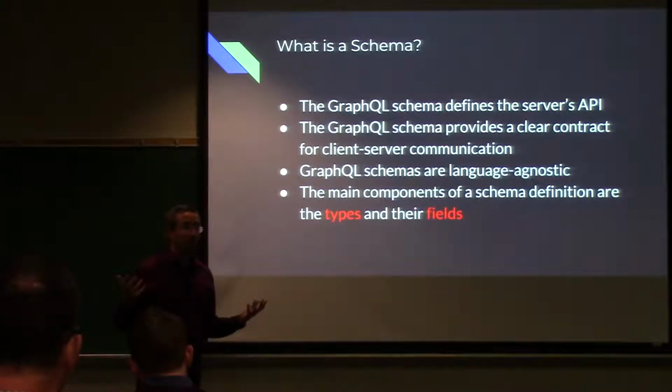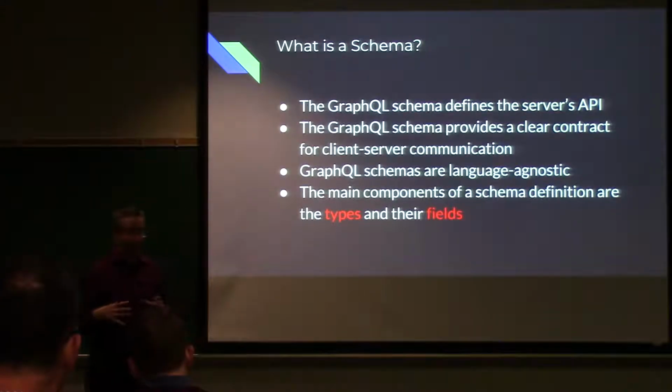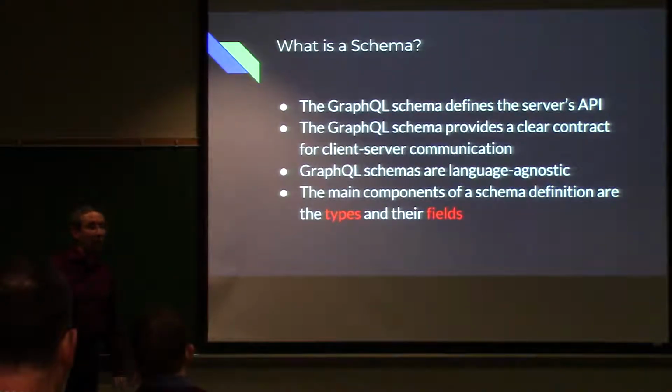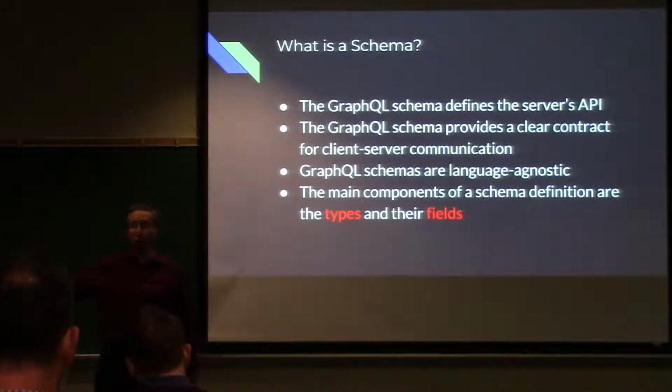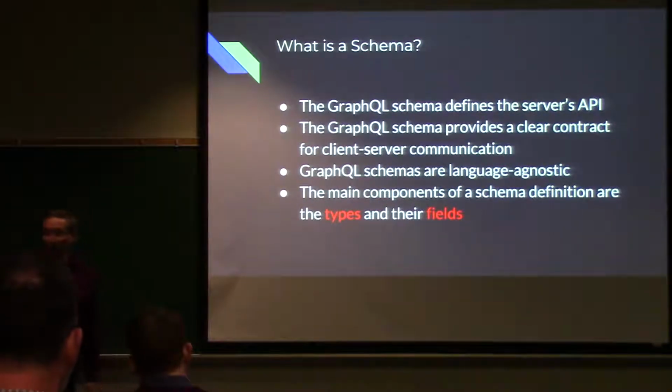So as you define your schema, your server, Apollo server, or whichever provider you use, will publish the documentation, and you can see exactly what types and what queries and what mutations are available. GraphQL schemas are language agnostic, meaning that you design a schema using GraphQL schema language regardless of what your underlying implementation language is.